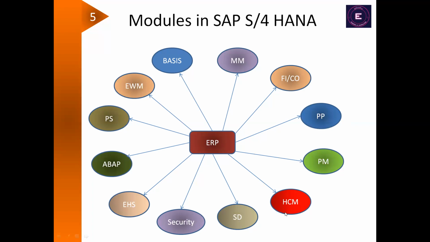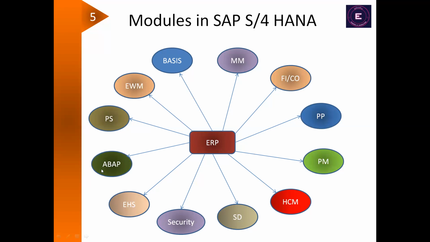HCM is relevant to the HR department, so all the HR activities are maintained in the HCM module. Then we have SD. SD is sales and distribution, so whatever sales activities are happening are taken care of by the SD module. Security takes care of the security of the system. EHS is environment, health and safety software, or the EHS module, I would say.